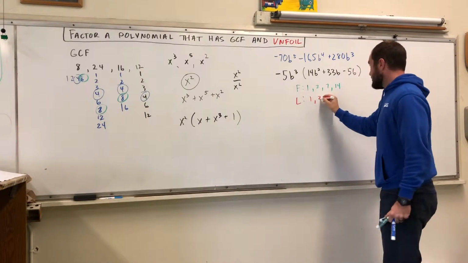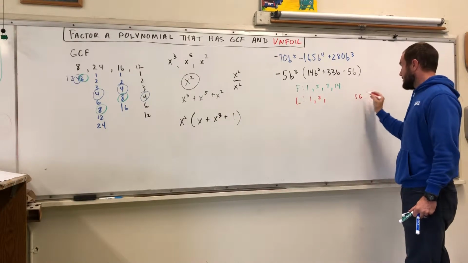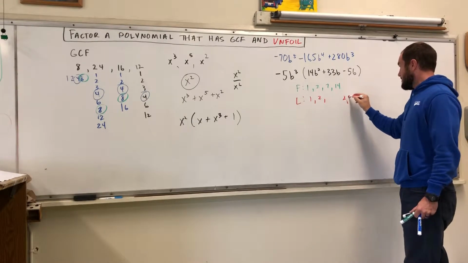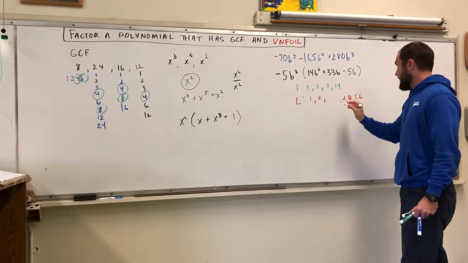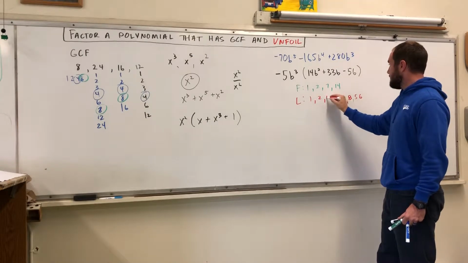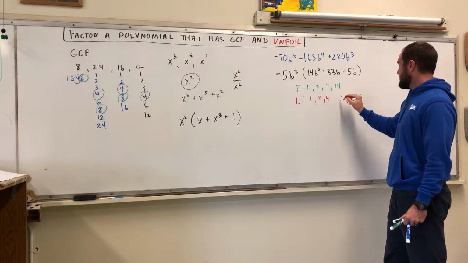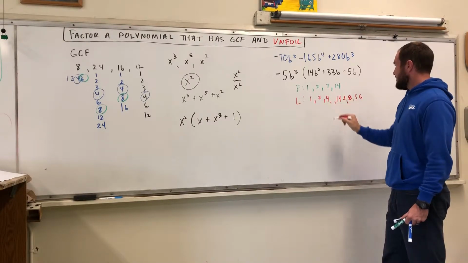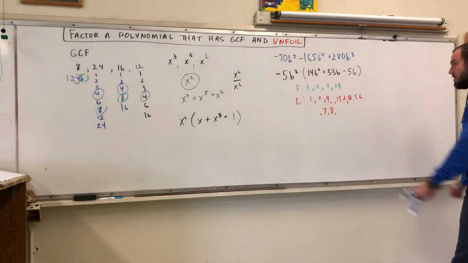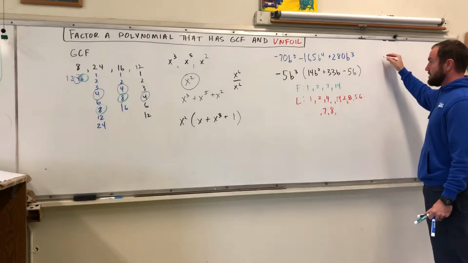1, 2, now I'll match up the 1 and the 56, 2 and, what is that, 28? I don't think 3 is going into it. You have 4 and 14, and you can add a 7 and an 8. These are all your factors. Now I have to find some combination.